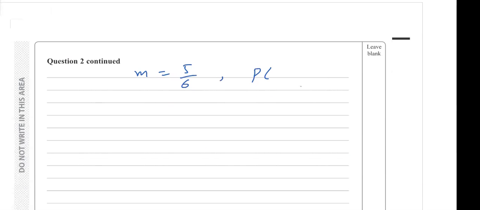The gradient is now m, and the point through which the tangent is passing is (5, 4). So we can use the equation y minus y1 equals m into x minus x1. So this is our x1, this is y1.